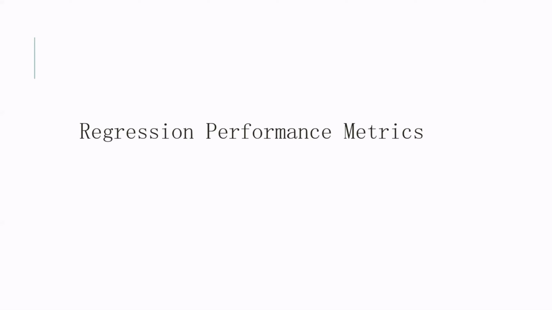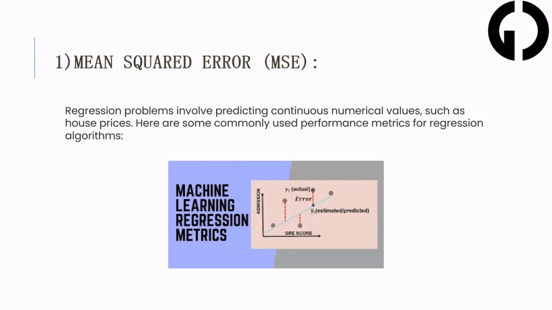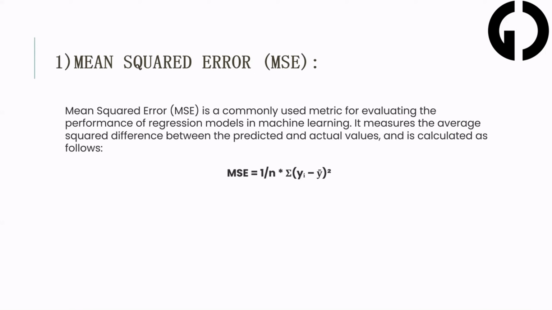So, in regression performance metrics, we use several metrics. One of them is mean squared error. Regression problems involve predicting continuous numerical values, such as house prices. Here are some commonly used performance metrics for regression algorithms. Mean squared error is a commonly used metric for evaluating the performance of regression models in machine learning. It measures the average squared difference between the predicted and actual values and is calculated as follows.